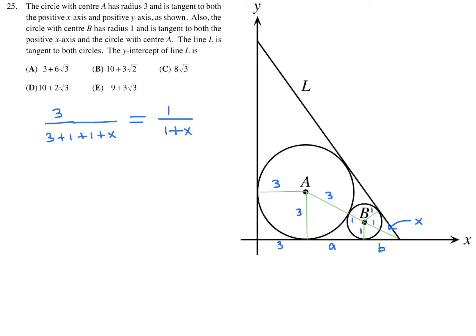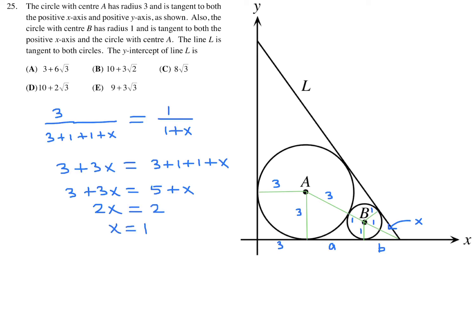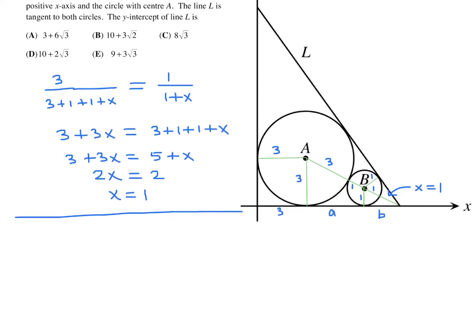So let's solve for x now. Cross multiply. We get 3 plus 3x is equal to 3 plus 1 plus 1 plus x. So 3 plus 3x is equal to 5 plus x. And if you bring the x over, it becomes 2x, and bring the 3 over, it becomes 2, and therefore x is equal to 1. So there you go. We've got our first value. Now we will proceed with trying to find a and b.